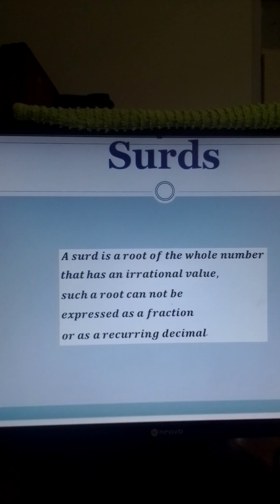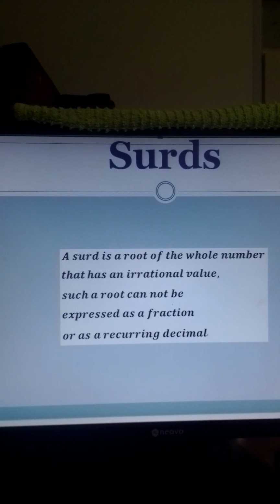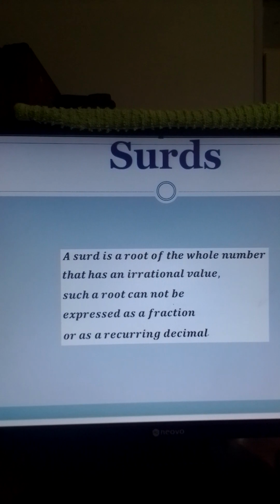This video is about surds. A surd is a root of a whole number that has an irrational value, and such a root cannot be expressed as a fraction or as a recurring decimal. For example, root 2 cannot be expressed as a fraction or as a recurring decimal.